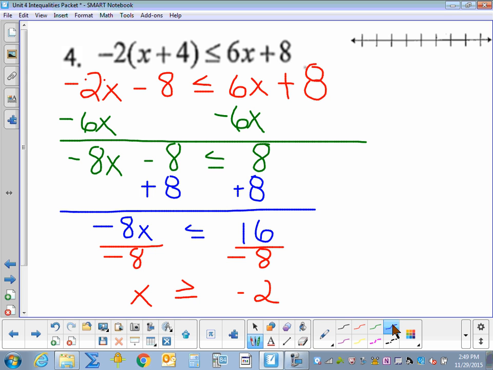And when we go to graph, we just pick a number here. We're greater than or equal to, so we're going to have a solid dot at negative 2. And it's greater than, so it's going to the right.